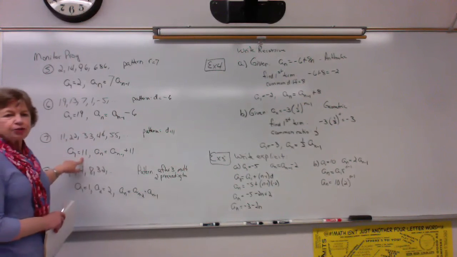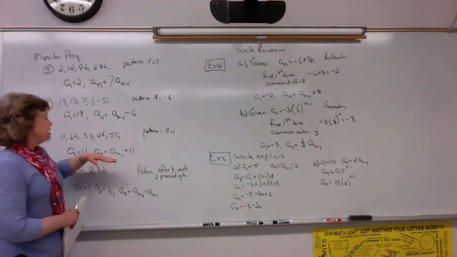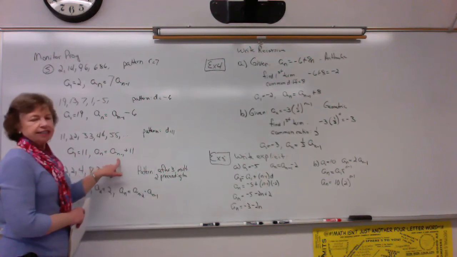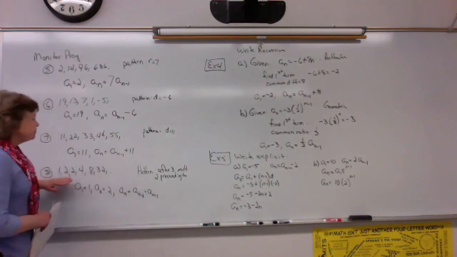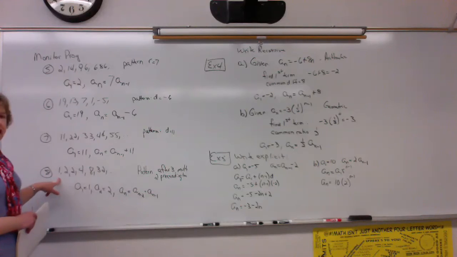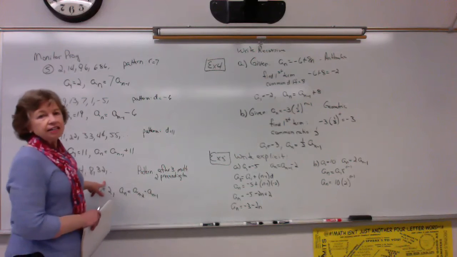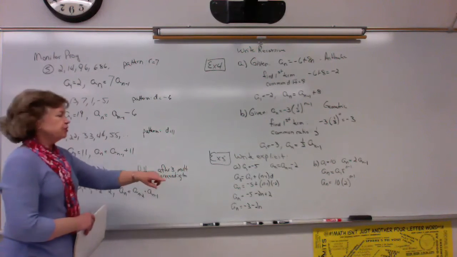Specify the first term, which was a sub 1 was 11, and the rule was take that preceding term and add 11 to it. So a sub n equals a sub n minus 1 plus 11. And for the last one, it was 1, 2, then 4, then 8, and 32. So not arithmetic, not geometric.